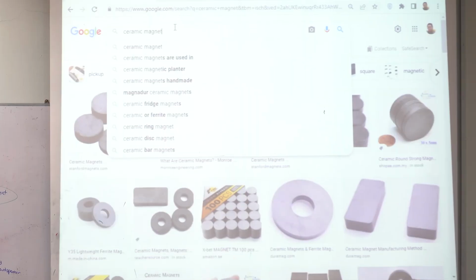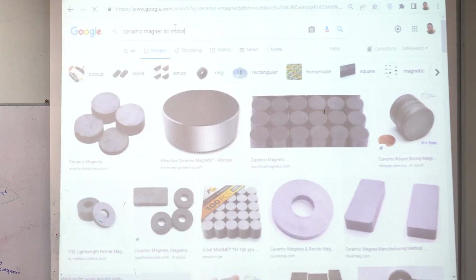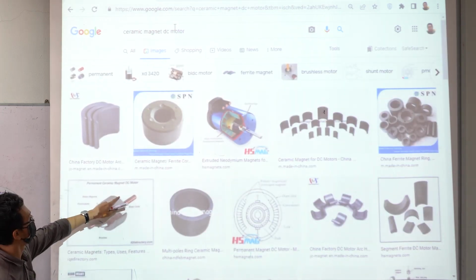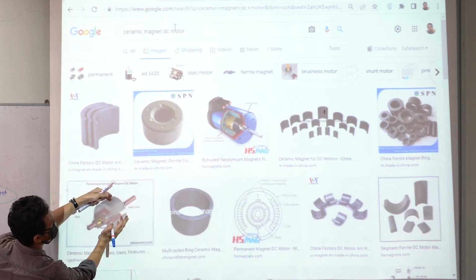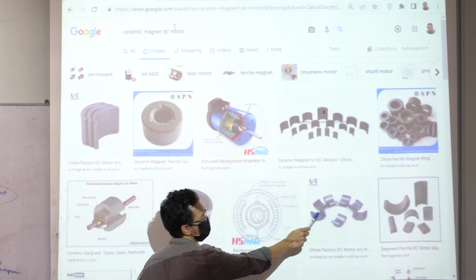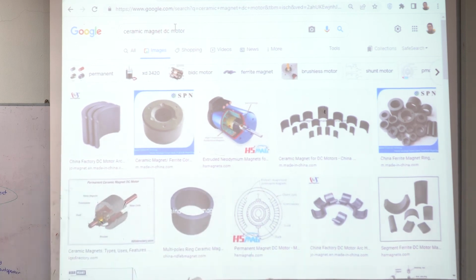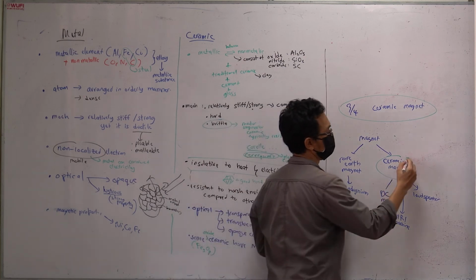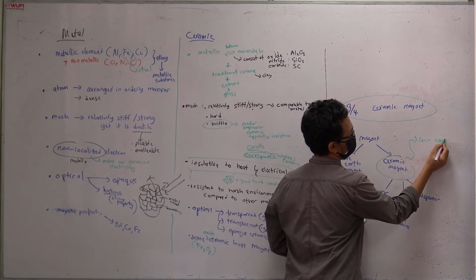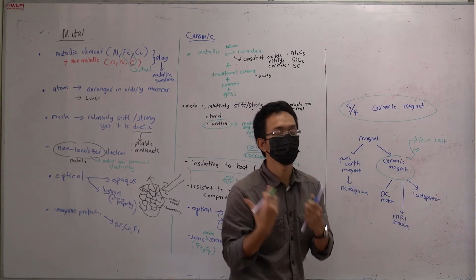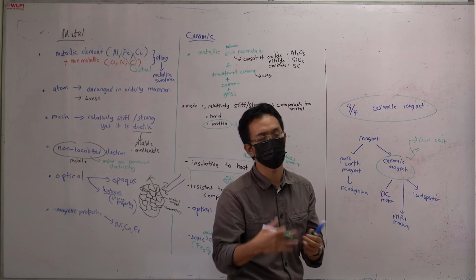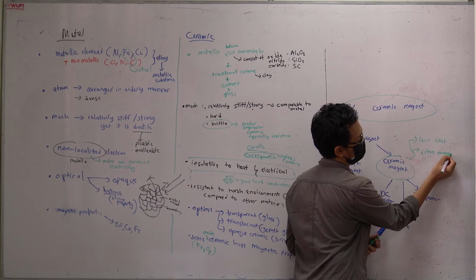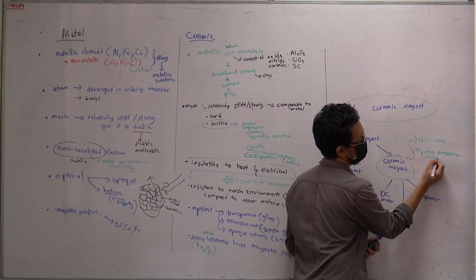For example, if I use a DC motor, you have that thing. Normally in the DC motor you have the magnet in between this thing. So if you ever open the motor, you have this thing. That is basically the ceramic magnet. The reason why people use ceramic magnet is because of low cost. Another benefit is that it can retain the magnetism even in harsh condition.